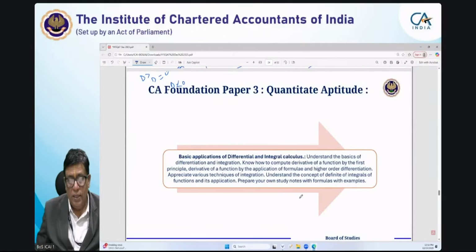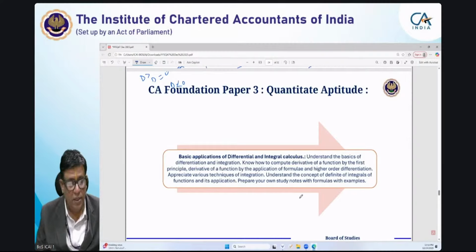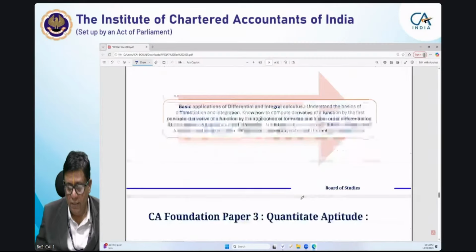Understand the basic differentiation, and know how to compute the derivative of a function, the first principle derivative of the function by application of the formulas, and higher order differentiation, which here is used for just the second order degree only. And what are the concepts like marginal cost, marginal revenue, and that kind of cost related functions and revenue related functions when you differentiate. Next, about the integral calculus, basic simple applications are only covered here.